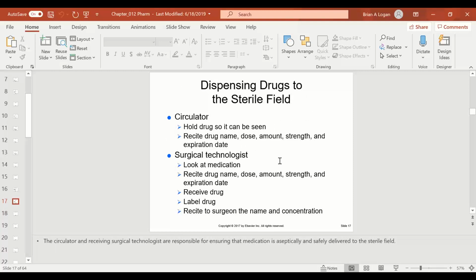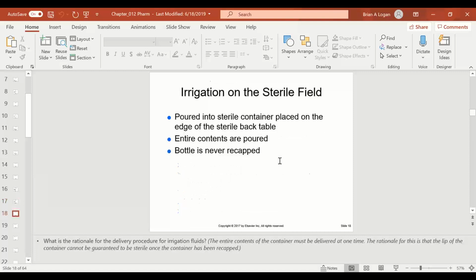One other thing, anytime you're pouring, whether it be local or your irrigation onto the field, once the pouring starts, if it stops, like it's no longer coming out of the container, but there's still fluid inside of it, you cannot just start back up and continue pouring. You pour the entire contents of that bottle out. If you stopped and there was some left, then that just gets taken away. You don't get to put that up on the sterile field anymore.